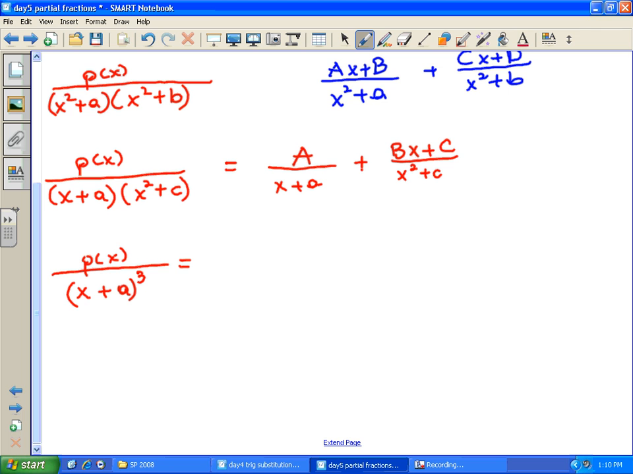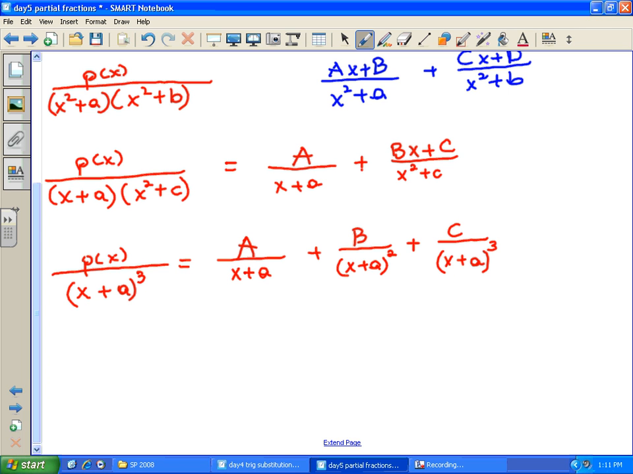We call this a repeated linear factor. You have x plus a times x plus a times x plus a. Okay? This we're going to separate into three different fractions. The first one is going to be a constant, say capital A, divided by x plus a, plus another constant divided by x plus a quantity squared. Yes, yet another constant divided by, any guesses? X plus a to the third.